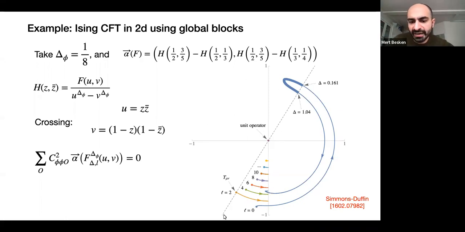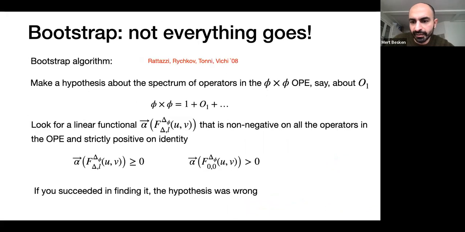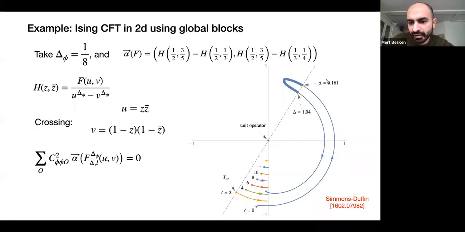So looking at this picture, we can identify a separating plane, just like the thing that I was showing you here. And if you identify a separating plane, that means that spectrum is ruled out, right? So here, this is our separating plane, and if all your operators are on this side of the separating plane, you can never satisfy this equation.